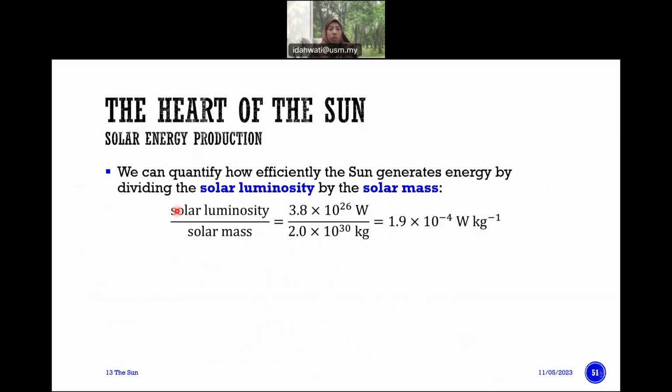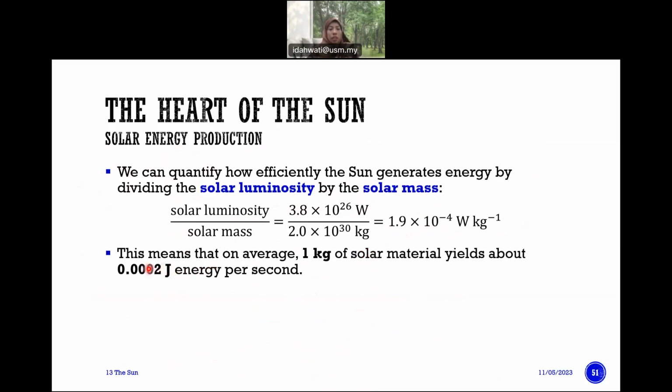So for solar energy production, okay, we have this estimation of how efficiently the sun generates energy by dividing the solar luminosity by the solar mass. So we have to divide these two parameters, and then you get the efficiency of the sun.